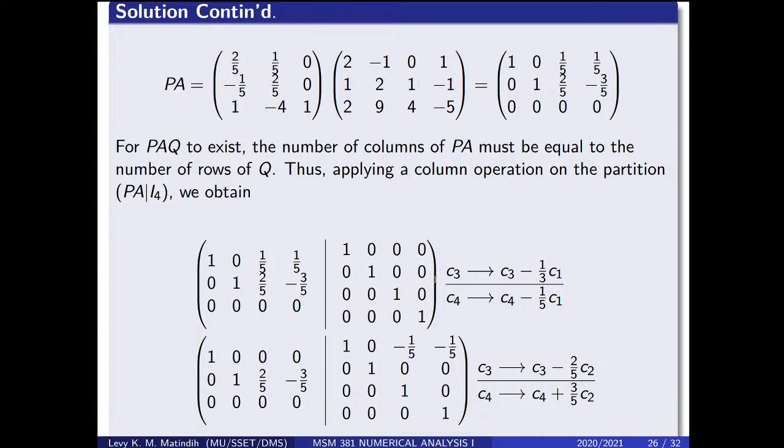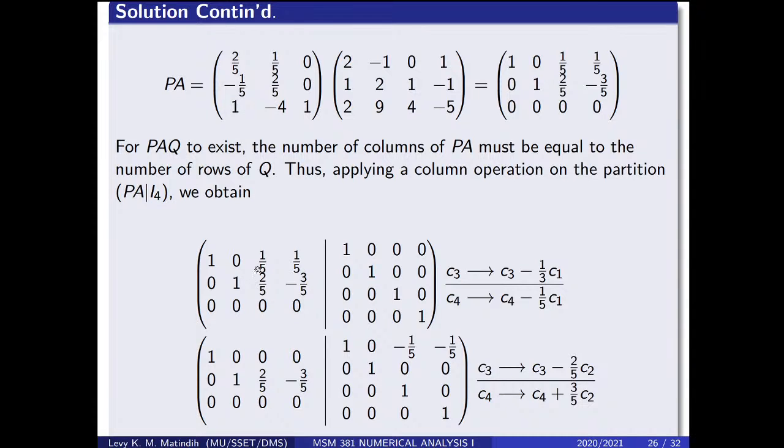Now, we need to make the third column and the fourth column of the left-hand side of this partitioned matrix zeros. We need to make them zero columns. How can we do that? The first thing is we change column 3. Column 3 becomes column 3 minus 1 third of column 1. What you're going to get is 0, 0, 0.